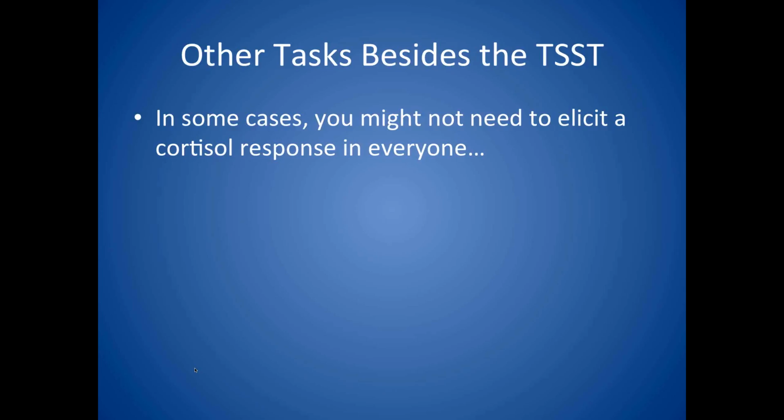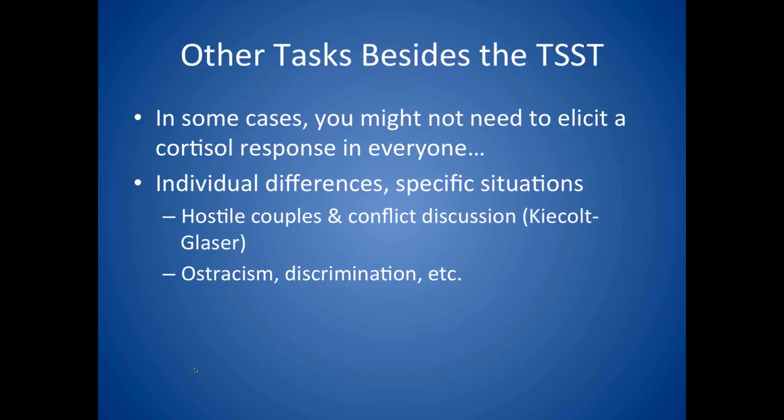So for example, in some cases, you might not need to elicit a cortisol response in everyone. So finding a task that maximizes cortisol might not be your goal. One example of this would be if you were looking at individual differences. So one research example would be conflict discussion tasks with married couples. Not everybody shows increases in cortisol as a result of discussing a conflict, but couples that display hostile behaviors tend to show increases. And so if you're interested in close relationships, using this type of conflict discussion might be a good way to go.